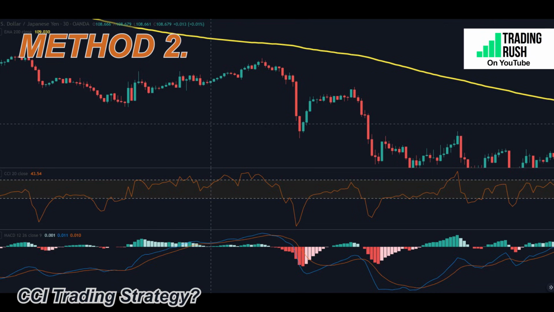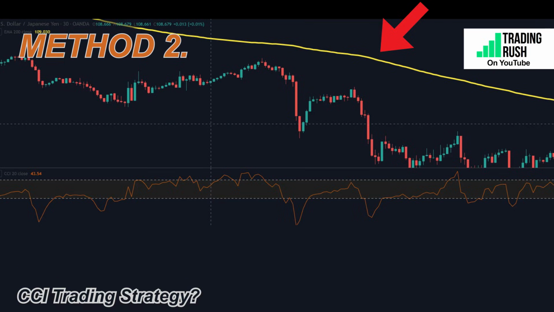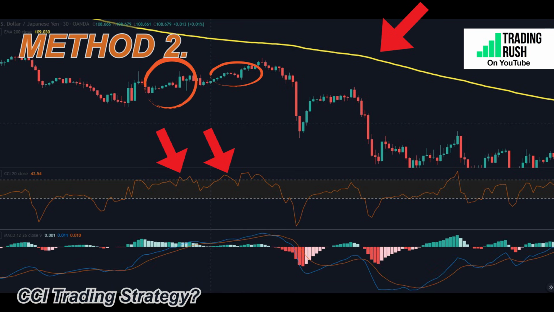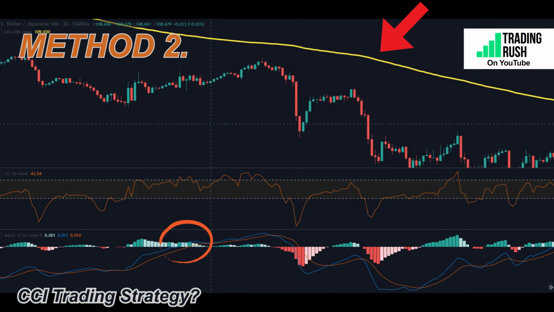Here's a downtrend example. The price is below the 200 moving average, so we are only looking to sell. But without the MACD indicator, the CCI is giving a sell signal, right here. As you can see, it was a false signal. Now, if you add the MACD strategy to this, we can see the MACD was not showing a sell signal. Again, we could have easily avoided this false signal by using the MACD indicator.